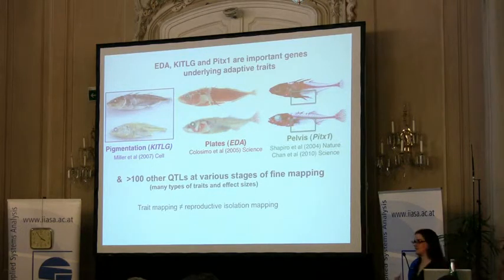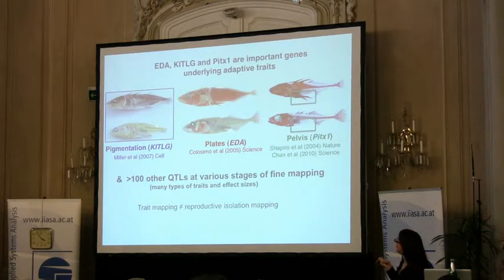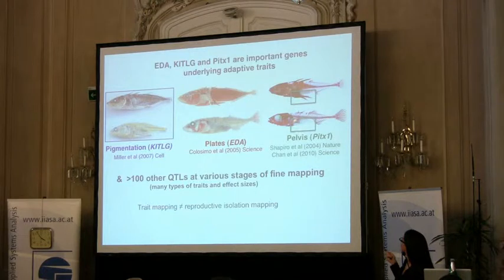There's been a lot of mapping done by various people in the Kingsley lab before me, and it's a huge amount of work and represents years and years of people's lives. However, we have had some success, and we have been able to identify genes underlying some of these adaptive traits. For example, KIT ligand underlying pigmentation differences, the EDA gene underlying differences in plate morphology, and PITX1 underlying differences in the presence and absence of the pelvic girdle and spines.